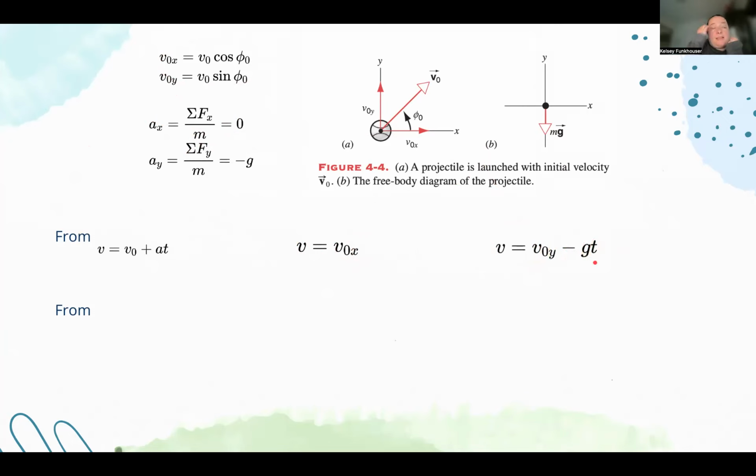And for the long kinematics equation, we get that the position in x is just the initial x velocity times the time. And in y, it's the initial y velocity times the time minus 1/2 g times the time squared.